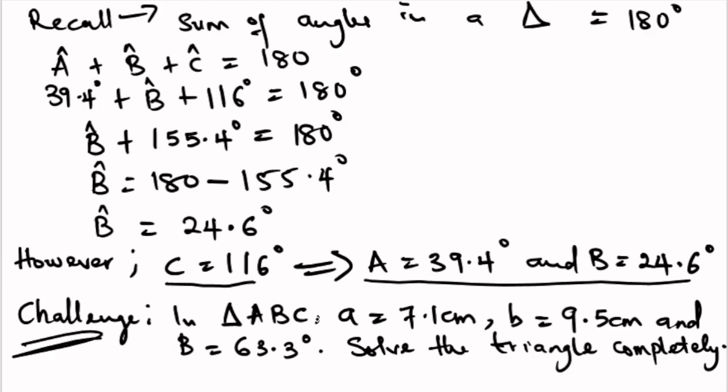In triangle ABC, a is equal to 7.1 centimeters, b is equal to 9.5 centimeters, and B is equal to 63.3 degrees. Solve the triangle completely. What this means is this: in a triangle, we have 6 parameters, and what we have here is just 2 sides and 1 angle. So you're meant to find the third side and the 2 other angles. So here you're going to look for small letter c, and you're also going to look for capital letter A and capital letter C. You have to do this question and drop your answer in the comment section.